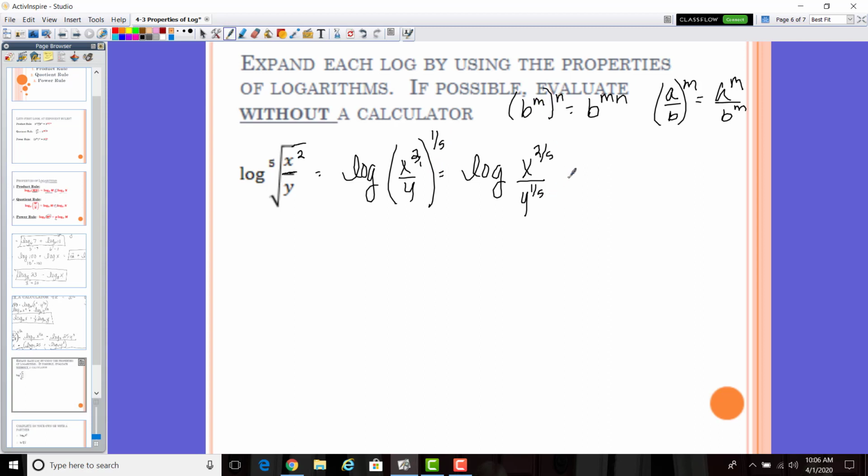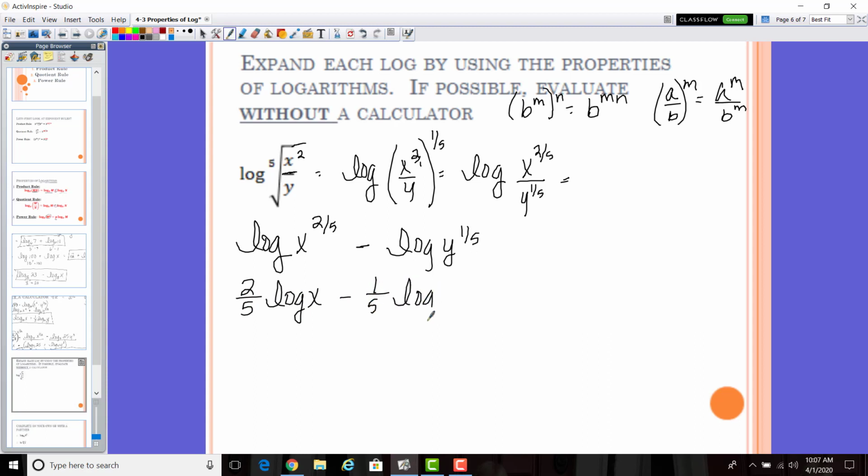Okay, now I can expand. This is a common log. Remember, that means there is a base 10 there. I'm not going to write it, but I need to know it. So this is going to be the common log of my numerator, x to the 2/5, minus, because it's a quotient, common log of my denominator, y to the 1/5. And then I can pull that exponent down because of the power rule. 2/5 times the common log of x minus 1/5 times the common log of y.